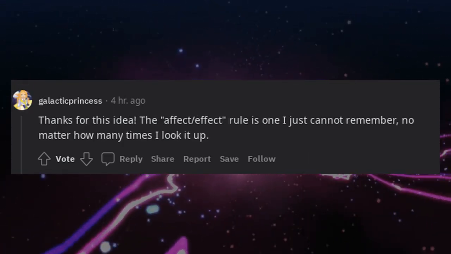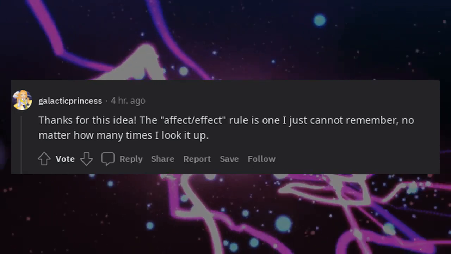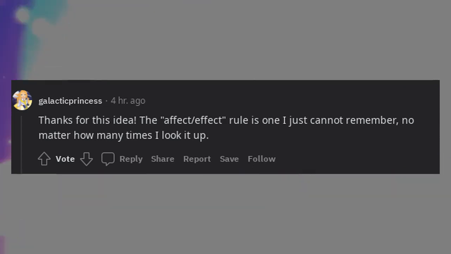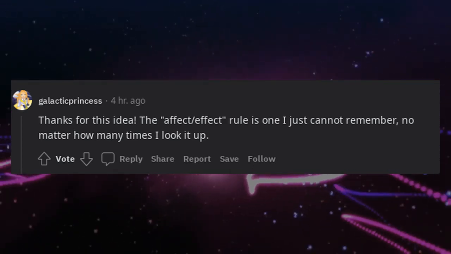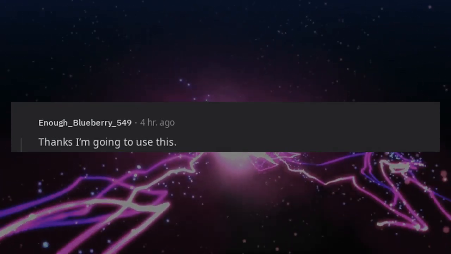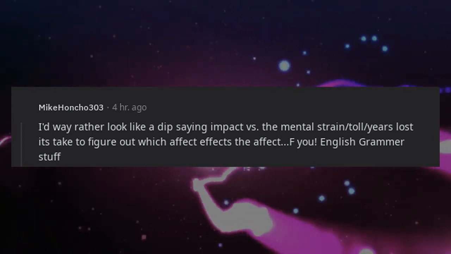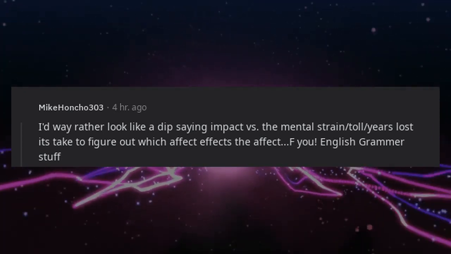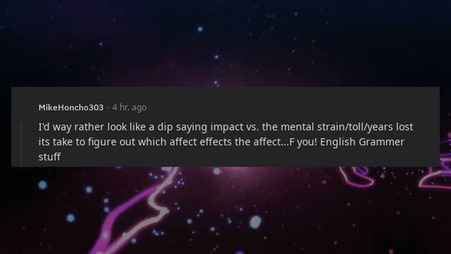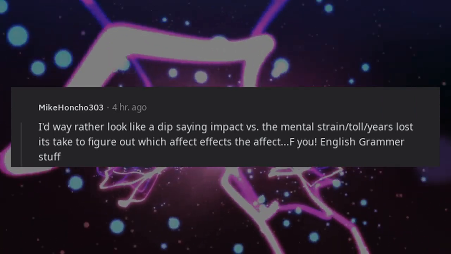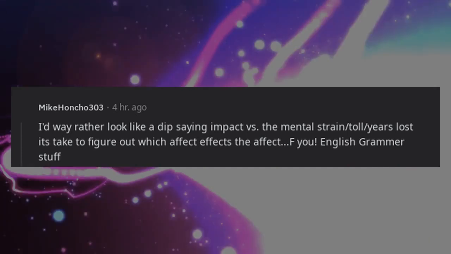Thanks for this idea. The affect/effect rule is one I just cannot remember, no matter how many times I look it up. Thanks, I'm going to use this. I'd way rather look like a dip saying "impact" versus the mental strain and years it would take to figure out which effect affects the affect. F you, English grammar stuff.